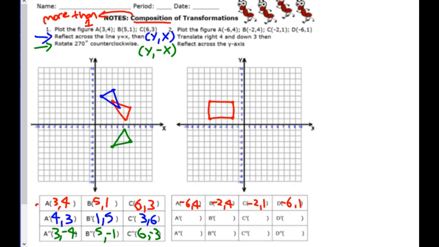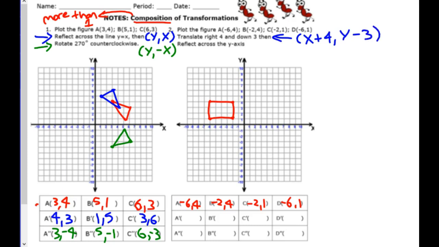Now, my first rule, it says I'm going to translate. So when I have translations, I like to rewrite my rule as (x, y). So I'm going to have x, and since it says right 4, does that mean I'm adding or subtracting 4? Adding, because right means plus, positive, right? So x plus 4, comma, and then we take our y. You going to answer this for me? So when it says down 3, down is positive or negative, we know it's negative. So y minus 3. Okay?